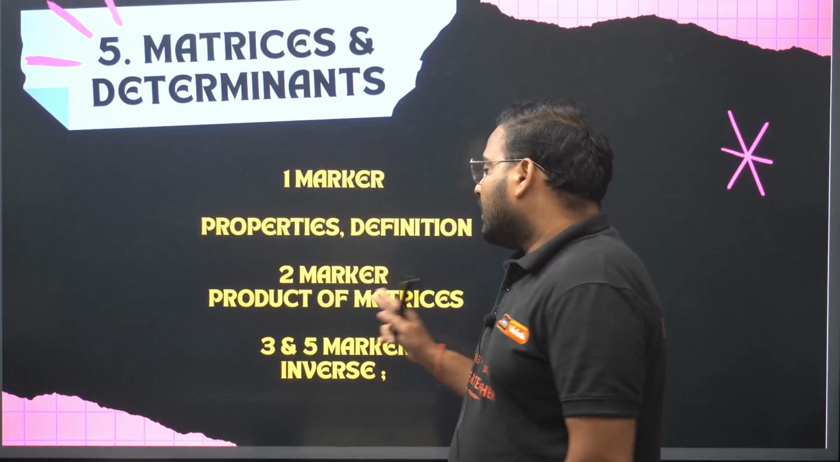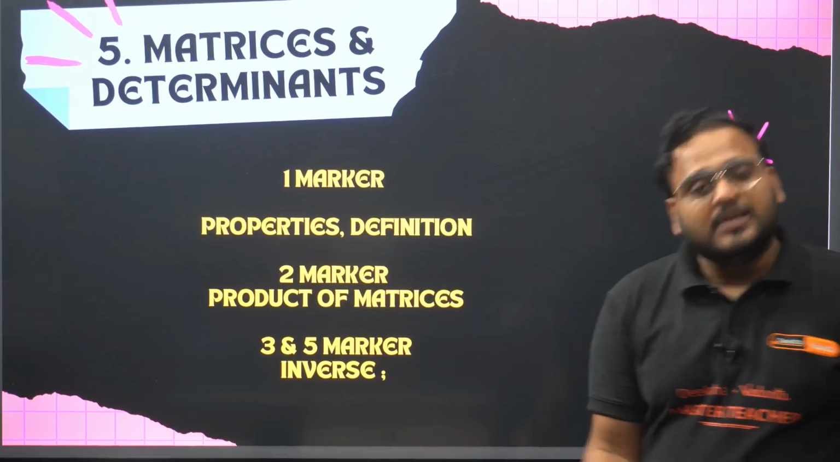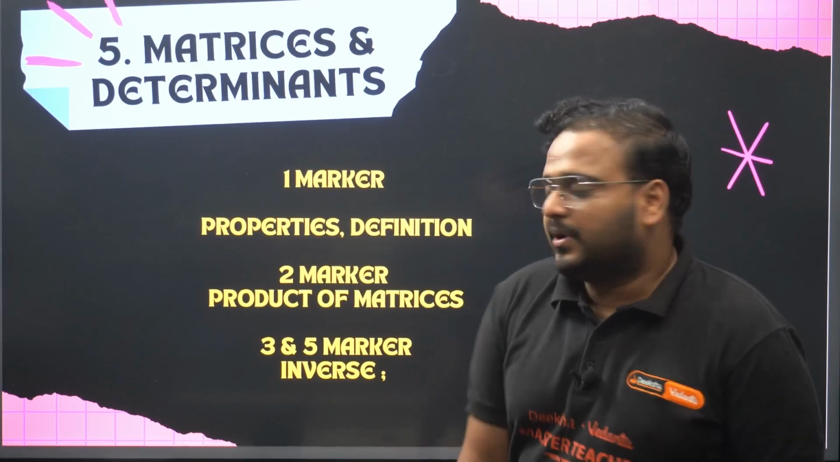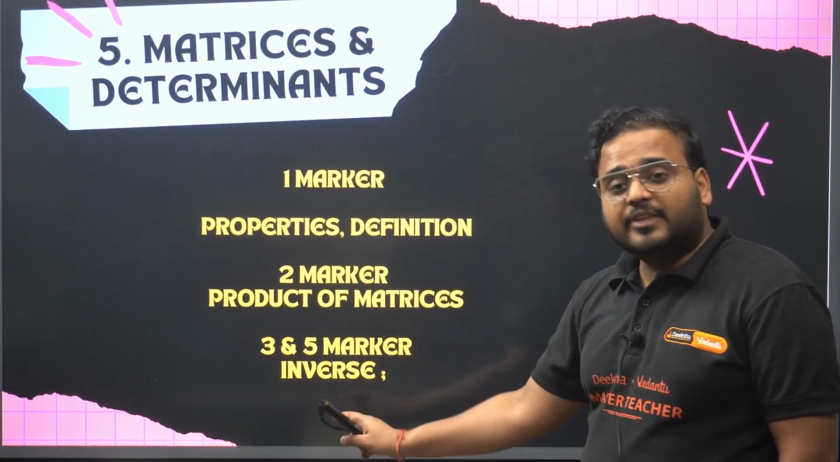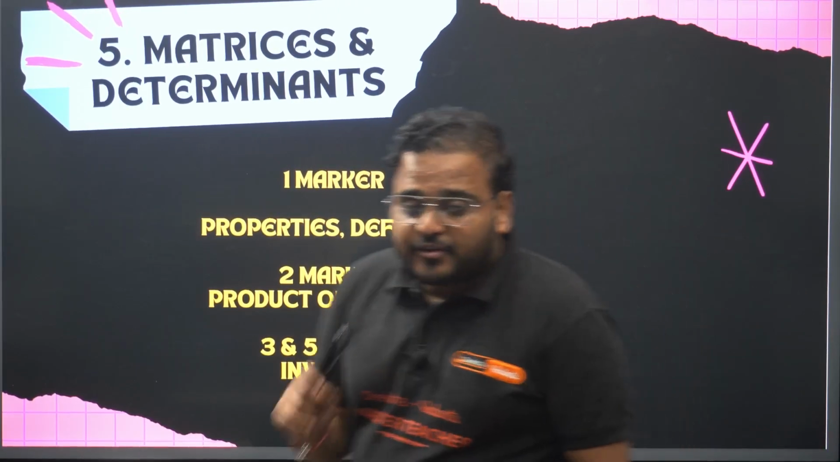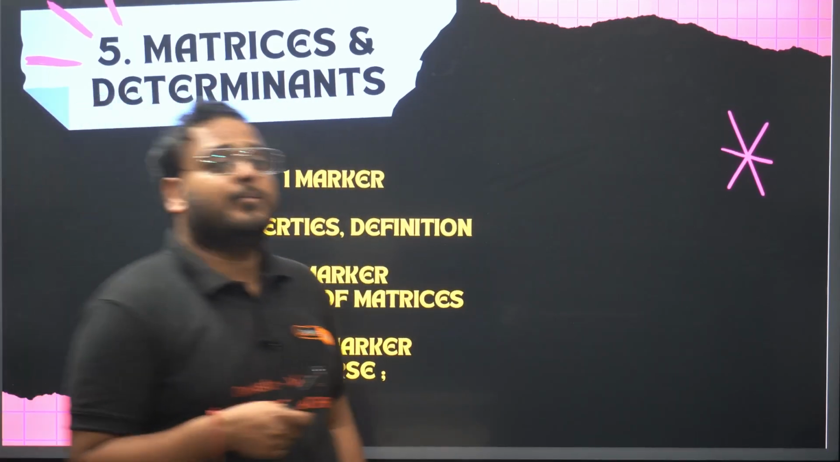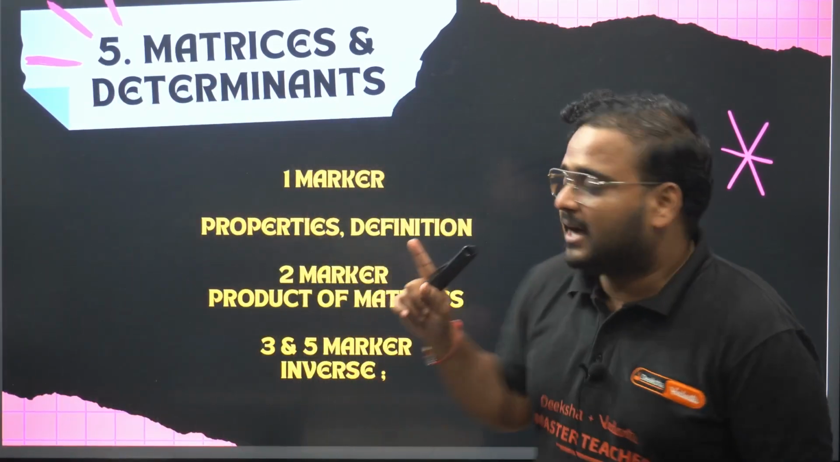Okay, in 2 marker, product of matrices can be asked. Simple one, a 2 cross 2 matrix is given. You can be asked to find the product of the matrix. In 3 and 5 marker, inverse of matrix, area of triangle using determinant. Remember, solving linear equations with the help of determinants. Those can be asked in 5 marker.